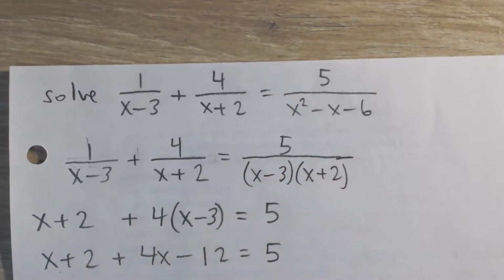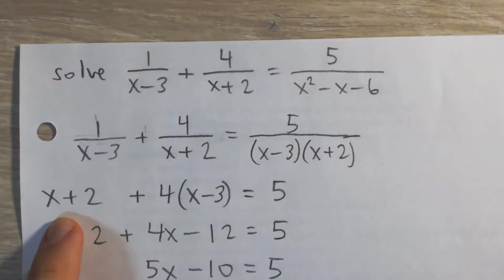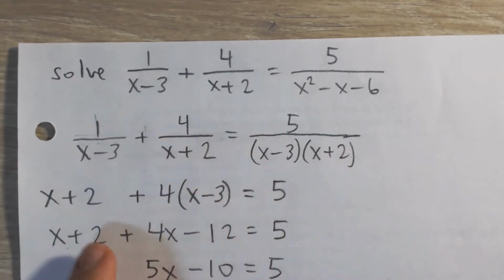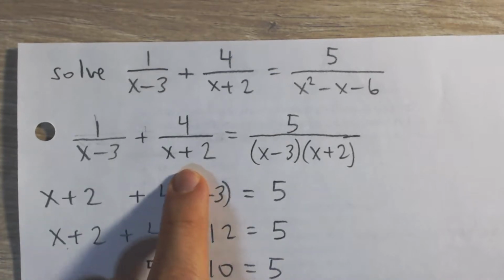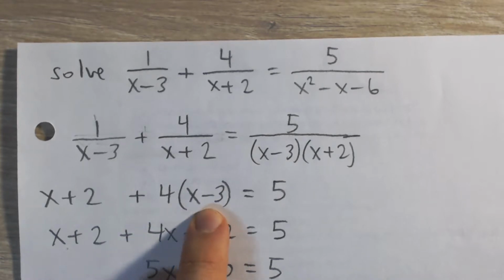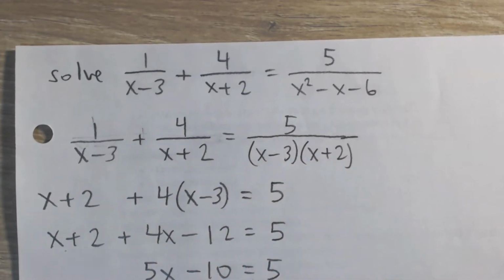So multiply the first term by, again, x minus 3 times x plus 2. The x minus 3 would cancel, but the x plus 2 would not. So we would have x plus 2 times 1. That's simply x plus 2. Here, the x plus 2s would cancel, but the x minus 3s would not. Kind of the other way around. So we'll have 4 times x minus 3. And here, both the x minus 3 and the x plus 2 would cancel. And so we're just left with 5.